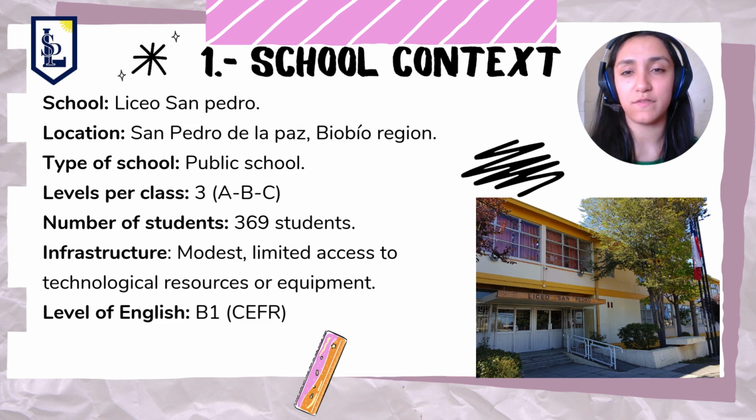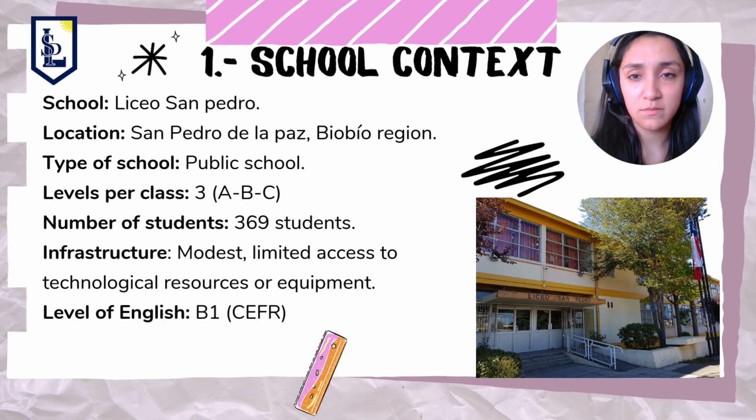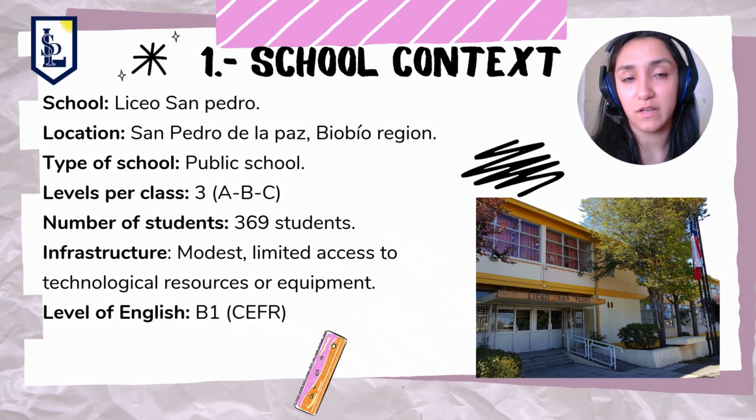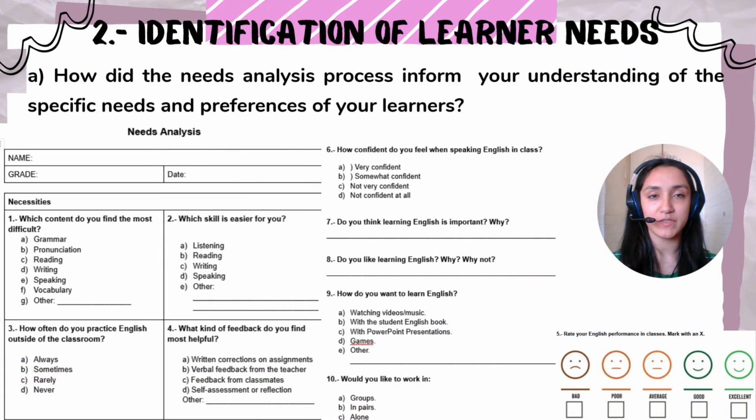And now, in terms of infrastructure, the school has a library, a computer room, and enough spaces for classroom. Nonetheless, while they are functional, they are modest, with some classrooms showing limited access to advanced learning tools like multimedia equipment or modern teaching technologies. And the expected English level among students goes from A1 to B2, according to the Common European Framework of Reference for Languages.